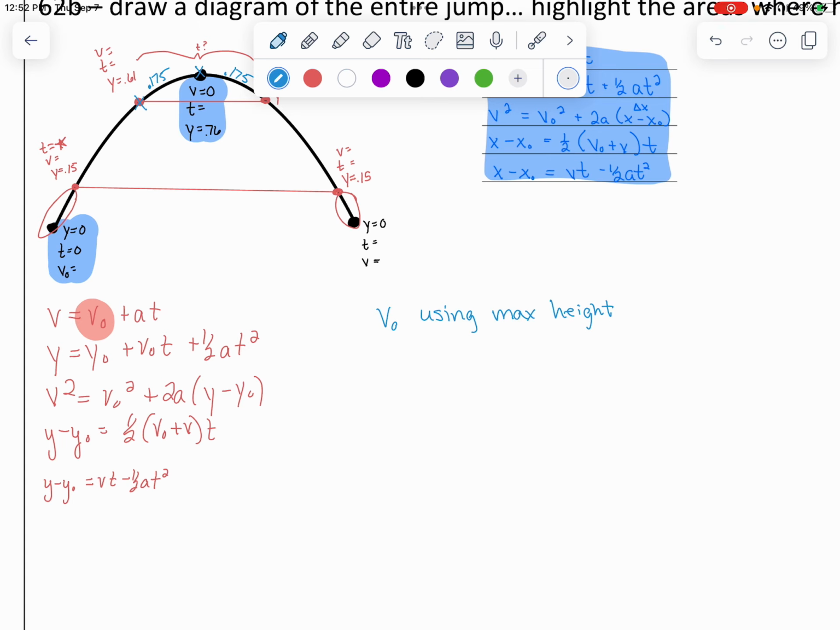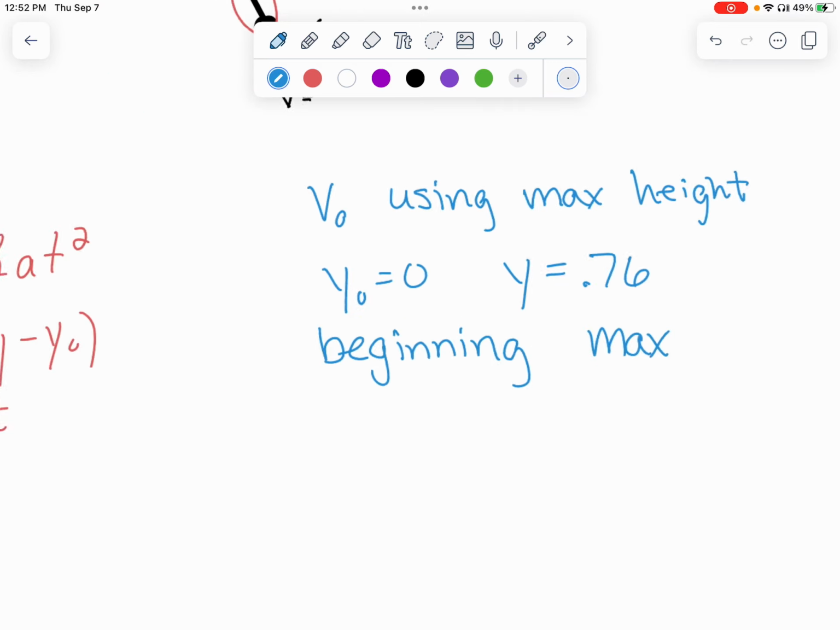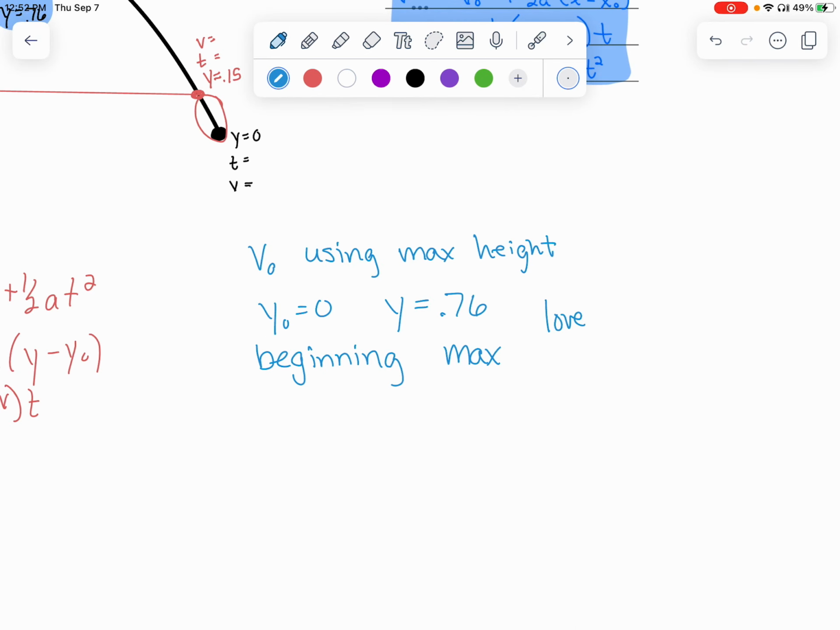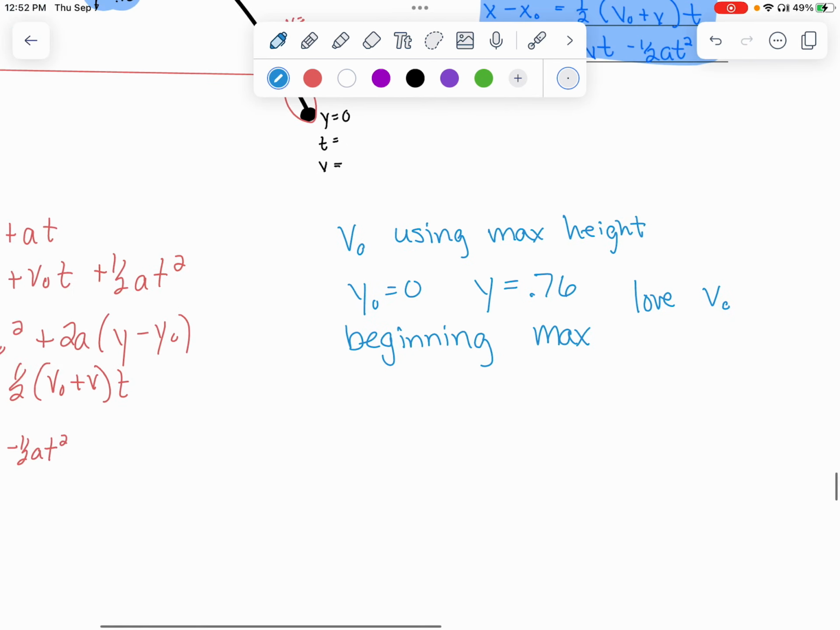So let's talk about the position of yo being 0, way at the beginning, and then let's look at that being 0.76. So let's look at the beginning to the end, or to the max, silly me. All right, so in other words, I'd love to find vo.